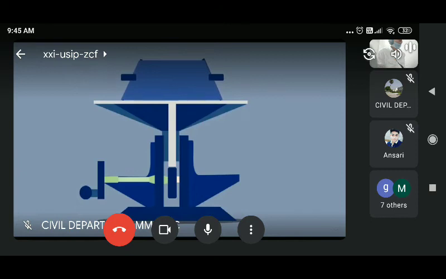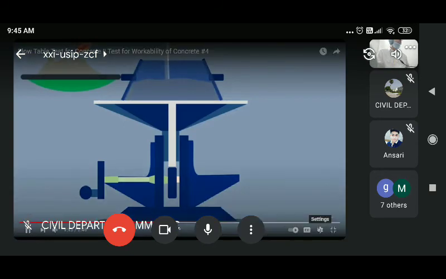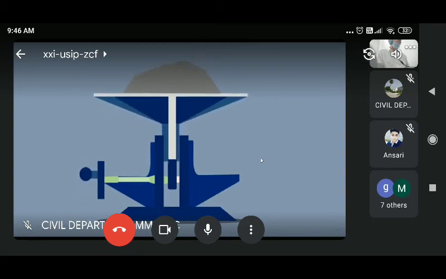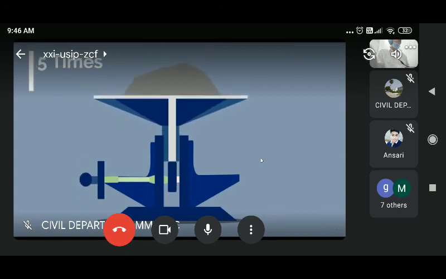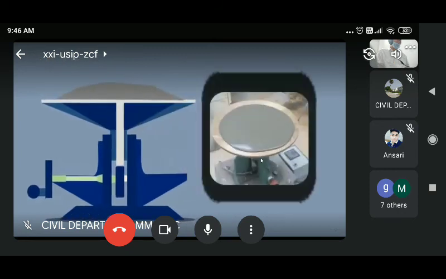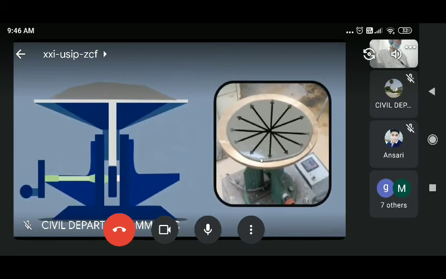We will clean the flow table and then first put our slump cone on it, and we will fill the concrete in layers, and each layer is rodded by the tamping rod 25 times. We'll level off, strike out the excess material, and we will start the test. We will remove the mold, and the concrete is free falling. Then we have to give the 15 jolting, and then we have to measure the diameter of it.